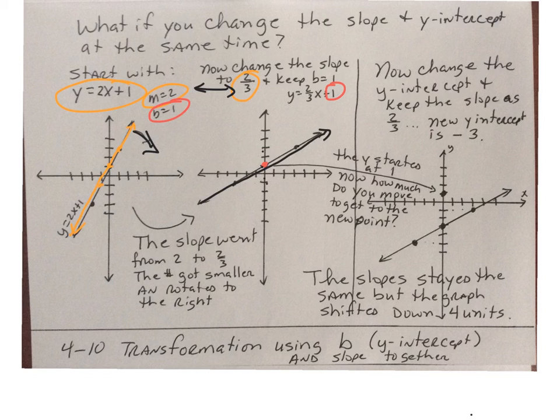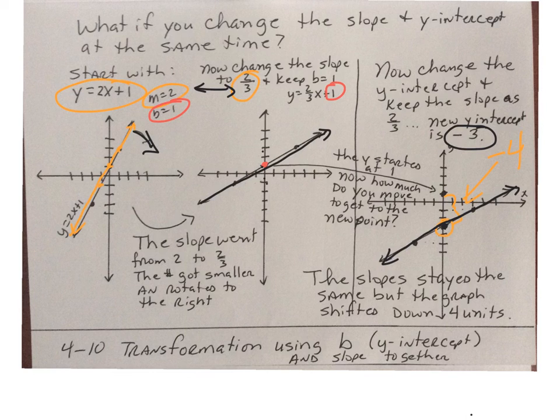Now I'm going to use the same slope of 2/3, but I'm going to change the y-intercept to a -3 now. Well, if I go down here to -3, notice I went a difference of 1, 2, 3, 4. I went down 4 units to get to my new y-intercept. I kept the same slope of 2/3, so I went up 2 to the right 3, which gave me this same slope. So the slope stayed the same, but the graph shifted down 4 units.